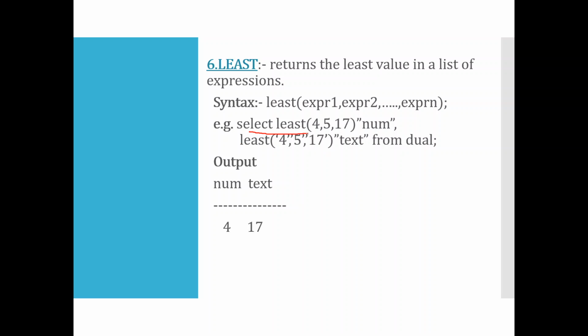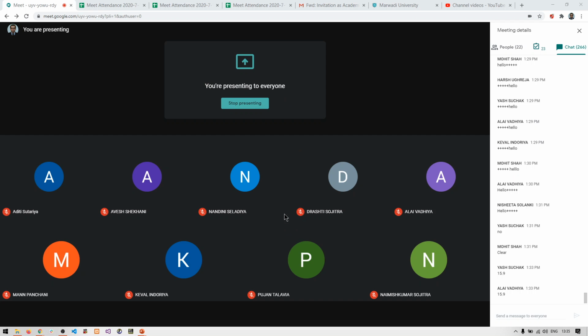Similarly, we have the least function. If we use it with numbers, it will work as the minimum number. So select least 4, 5, 17. The minimum number is 4, that we know. But if you use it for characters, again it will match the first character. So 4, 5 and 1. So 1 is the least of these, so 17 is the answer of least. Clear? Clear till here, everyone? Clear with this part?